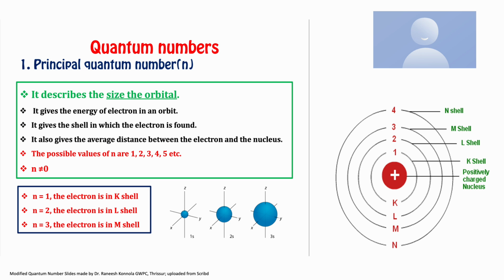Alrighty, so we're jumping into our first quantum number, our principal quantum number. So this describes the size of the orbital. It also gives you the energy of the electron in the orbital. So this is what we are talking about over here. We are talking about this with our Bohr's model.